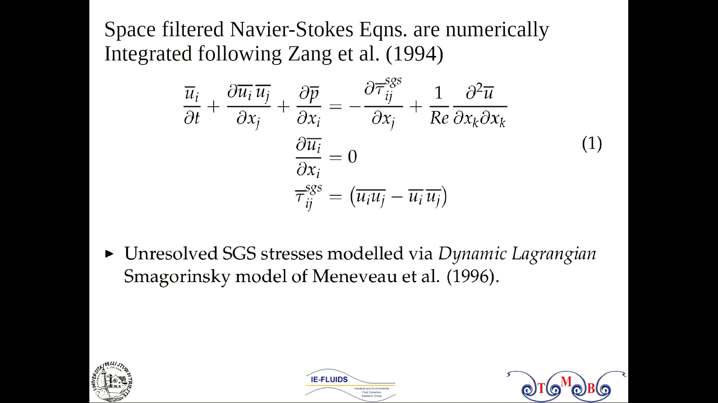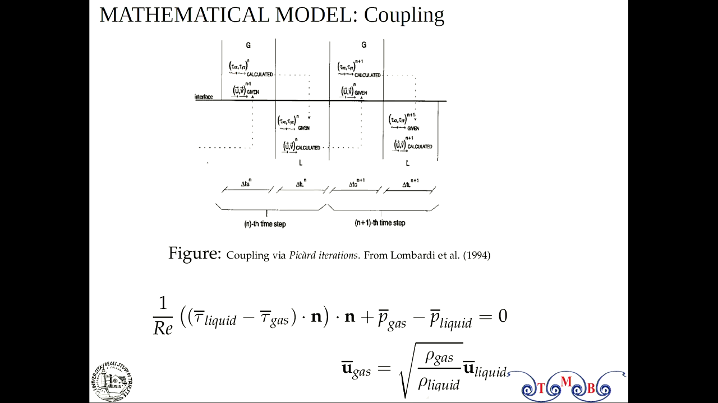As for the mathematical model, it's just the spatially filtered Navier-Stokes equations. The unresolved scales are modeled via the dynamic Lagrangian Smagorinsky model. As for the coupling between the highly stratified phases, say air and water in this case, we use what is called a Picard iteration technique. Basically, within a certain time step, we divide the time step in two, in which on one of the fluid phases we impose the dynamic condition, and on the other one we impose the kinematic condition, for stresses and for velocities.